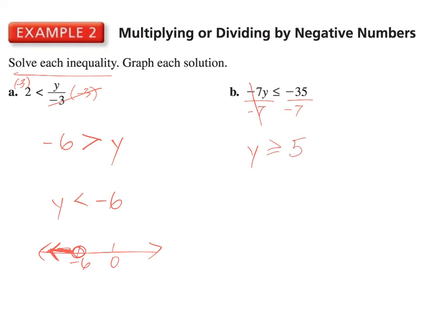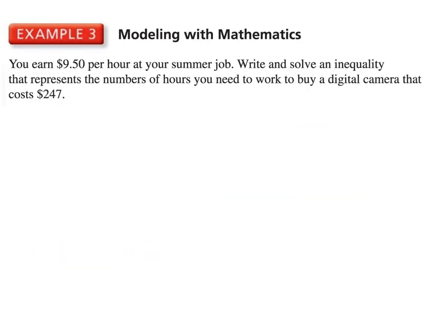And y is already isolated on the left side, so all we have to do is graph it now. And there's 5, and y is greater than or equal to, so it's going to be a solid dot, since it's equal to, and it's greater than, so we're going to the right. On to the next example.